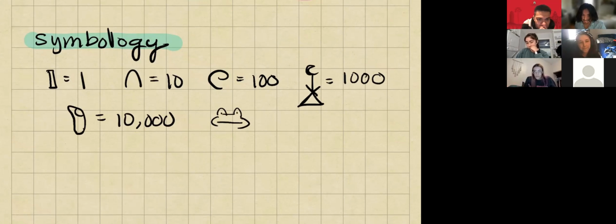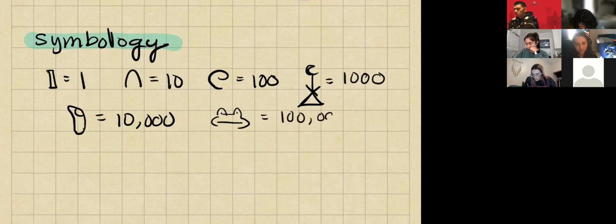Yes, it's as good as it gets. Who remembers what the frog represented? 100,000. Good. And then what did we have after that? The million symbol, which was the guy kneeling with his hands up, waving his hands in the air like he just don't care.